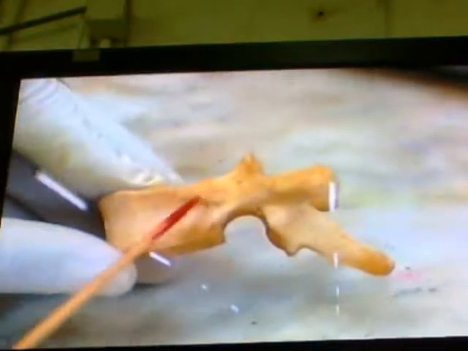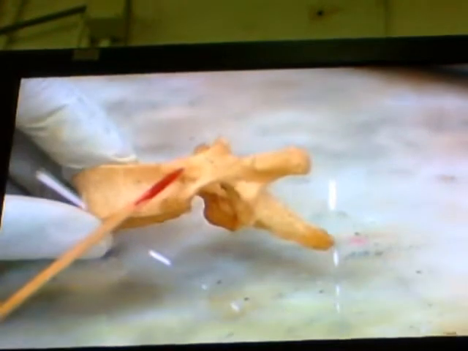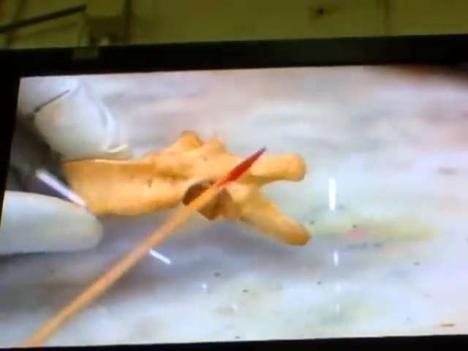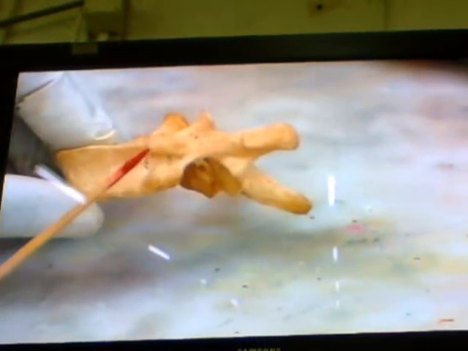Now, here I have another vertebra, and if you look at it, you see a smooth area right here, and another smooth area here. What are these smooth areas for? These smooth facets are for the ribs. So which part of the rib would go in here?